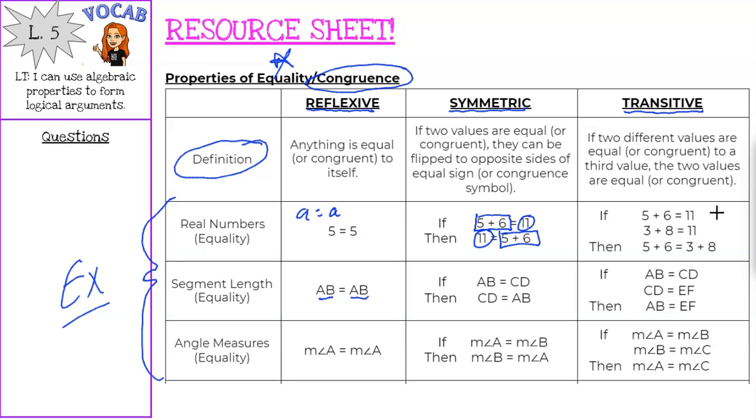And the last property is the transitive property, which has some similarities to the law of syllogism. If 2 different values are equal to a third value, the 2 values are equal. So in this case, if we know that 5 plus 6 equals 11, and we also know that 3 plus 8 equals 11, we have two different values equal to the same value. Then these two values are equal. So that is the transitive property.